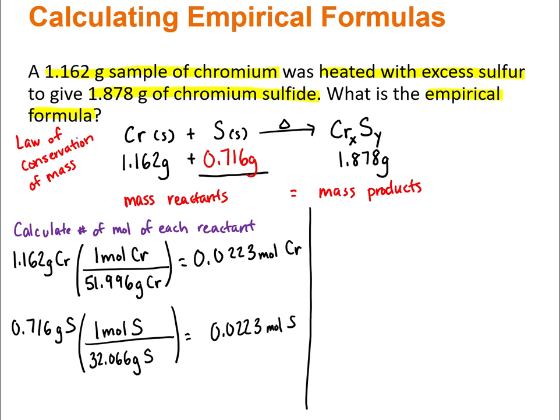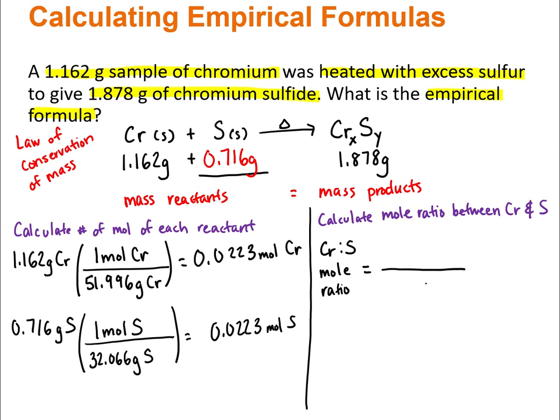Now that we've figured out how many moles of each, we can calculate the mole ratio between the chromium and the sulfur. In this case, it's the same number of moles. That won't always be the case for every question. When they're different numbers, you want to put the smallest number of moles in the denominator. And when we get to an example like that, I'll remind you.